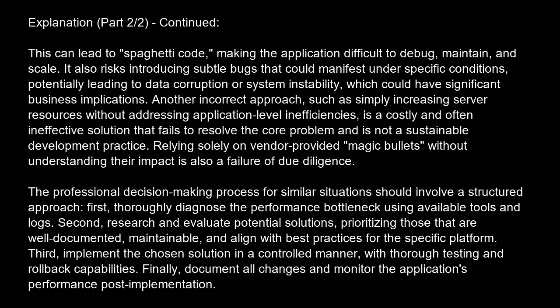First, thoroughly diagnose the performance bottleneck using available tools and logs. Second, research and evaluate potential solutions, prioritizing those that are well-documented, maintainable, and align with best practices for the specific platform. Third, implement the chosen solution in a controlled manner with thorough testing and rollback capabilities. Finally, document all changes and monitor the application's performance post-implementation.